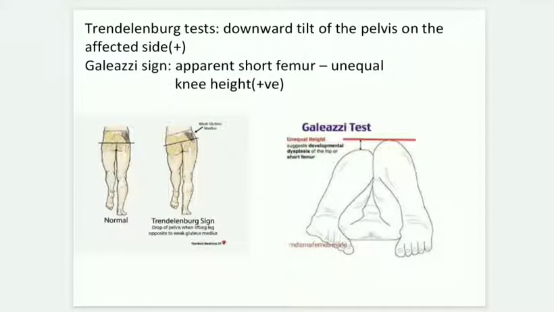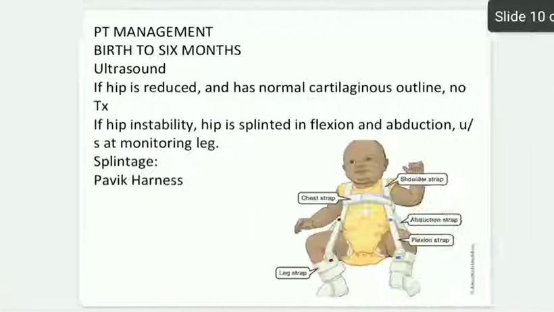You can also see the Trendelenburg's test. Downward tilting of the pelvis on the affected side gives a positive result. And you can see the Galeazzi sign. Apparent short femur with unequal knee height gives a positive result. This is the Galeazzi test.